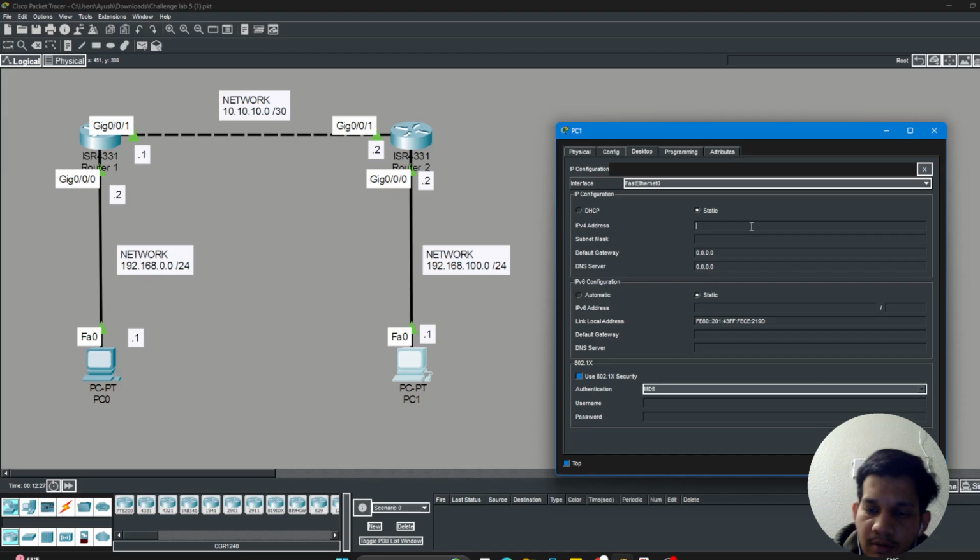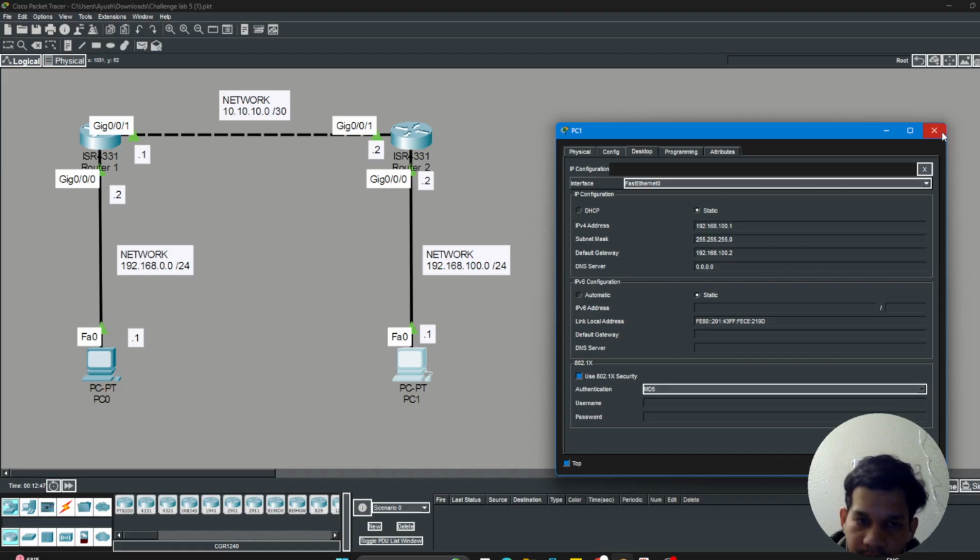So let's go to PC1 and put in the IP configuration: 192.168.100.1, subnet /24, and the default gateway will be 192.168.100.2, which is the interface of router 2 G0/0.